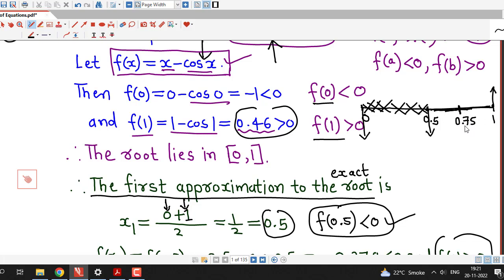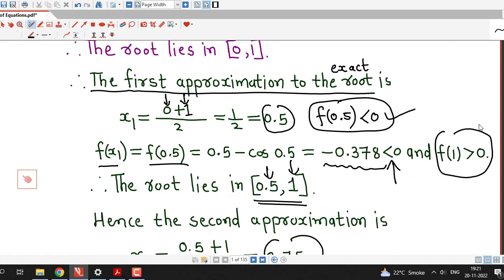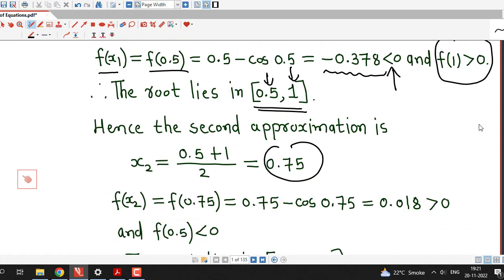So now our root lies in this interval 0.5 to 1 and midpoint of this interval is 0.75. That is our next approximation. Now we will repeat this procedure. We will find out value of function at 0.75 and we will see whether it is positive or negative. So we have obtained f of x2, that is f of 0.75. 0.75 minus cosine of 0.75, that is positive.